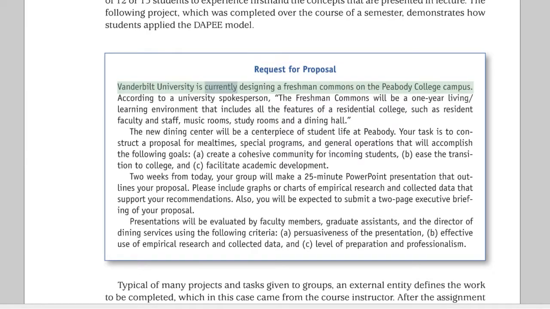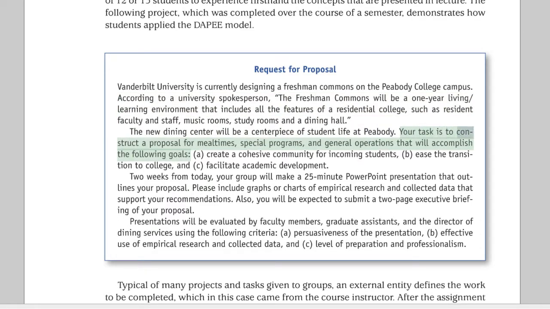Vanderbilt University is currently designing a freshman commons on the Peabody College campus. According to a university spokesperson, the freshman commons will be a one-year living/learning environment that includes all the features of a residential college, such as resident faculty and staff, music rooms, study rooms, and a dining hall. The new dining center will be a centerpiece of student life at Peabody.